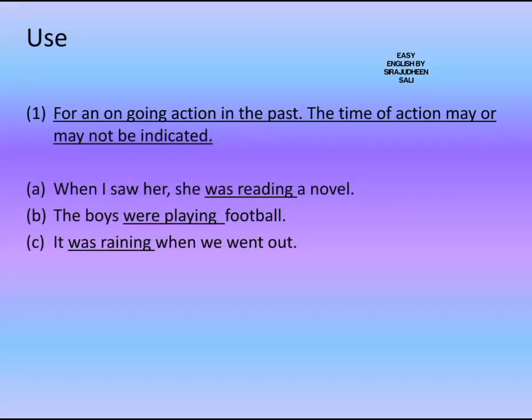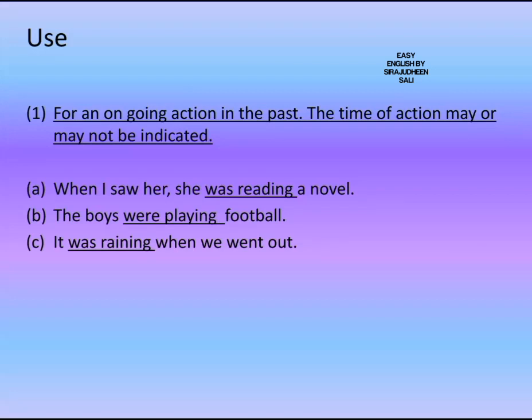So let's study the use of the past continuous tense. It's used for an ongoing action in the past. A continuing action. The time of action may or may not be indicated. It is personal. The speaker can decide whether to use the time of the action or not. Let's carefully study the given three examples. When I saw her, she was reading a novel.